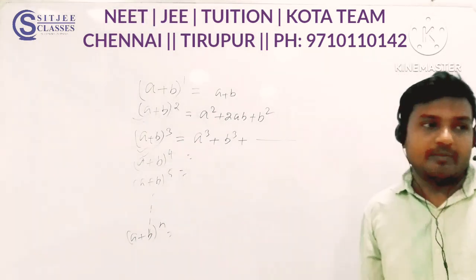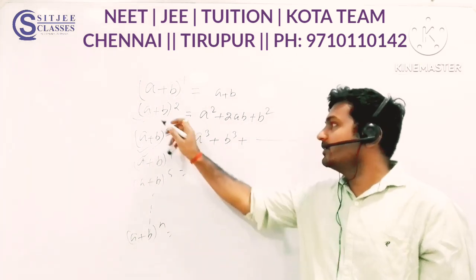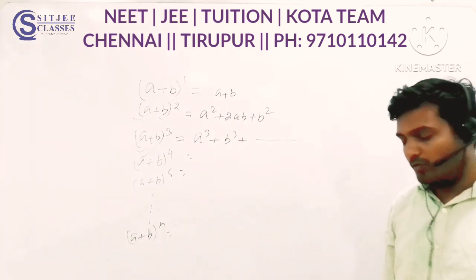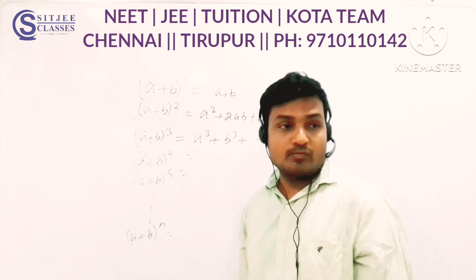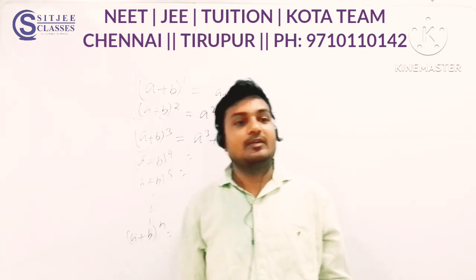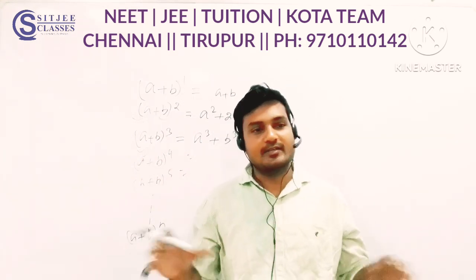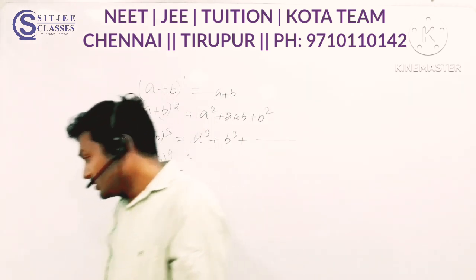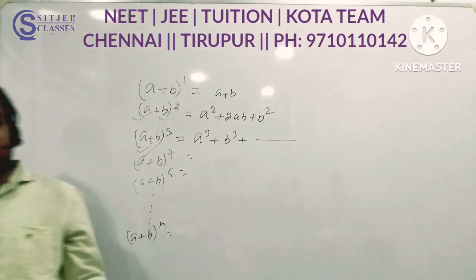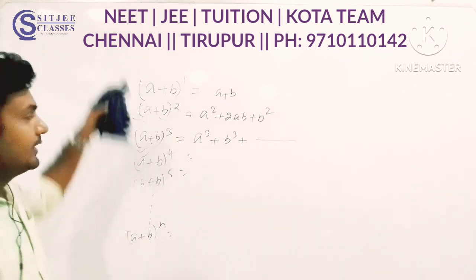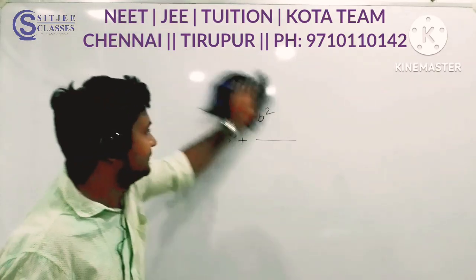Definitely we cannot mug up or memorize all this. Even remembering (a plus b) to the whole square is easy, but when it comes to (a plus b) to the whole cube, that becomes a little tough. 4, 5, 6, forget it, you cannot. So let us understand how this is working out. So I'll erase and I'll put it again. So listen.